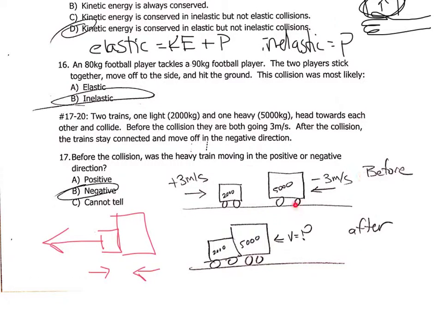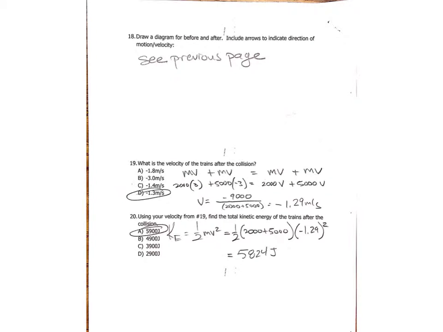So this would be a diagram for before and after. Just by reasoning it out and drawing something like this, we could tell that the heavy train was moving this way. Now let's see. Was the heavy train moving in the positive or negative direction? It should be moving in the negative direction like so. The diagram was just shown.